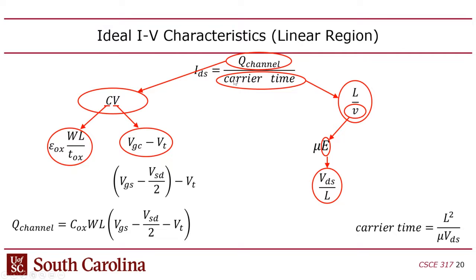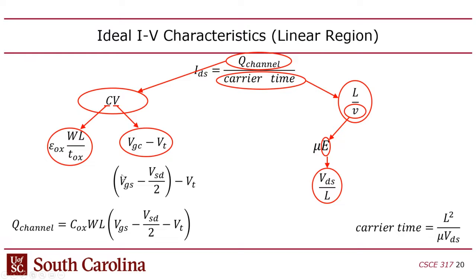So the current flowing through the whole transistor from drain to source is going to be the charge of the channel divided by the carrier time. And the charge is capacitance times voltage. The capacitance is a function of the width and the length and the oxide thickness, and then the voltage is the voltage. Well, the voltage on the channel depends where on the channel you're at.